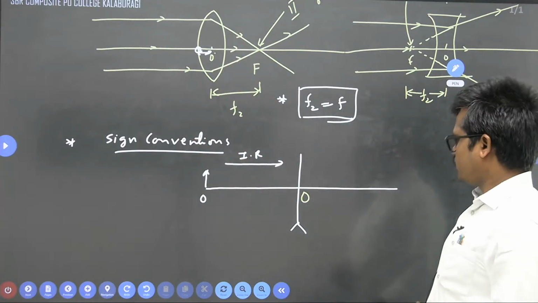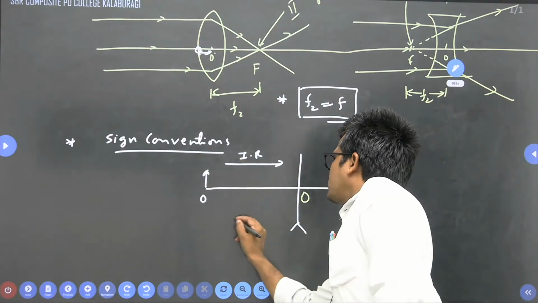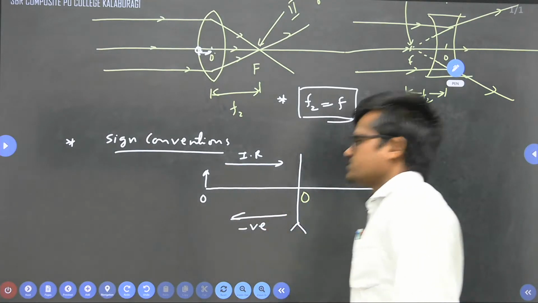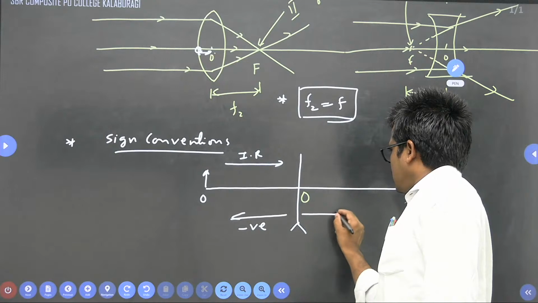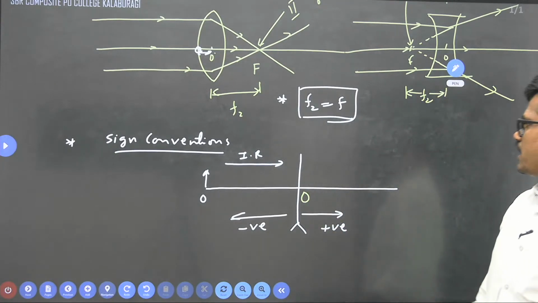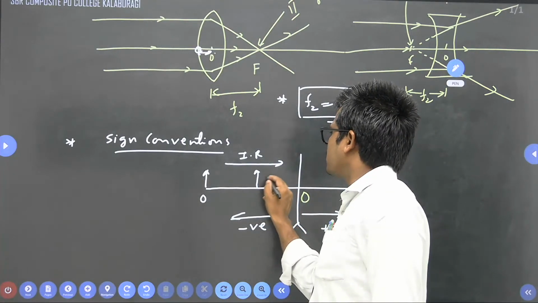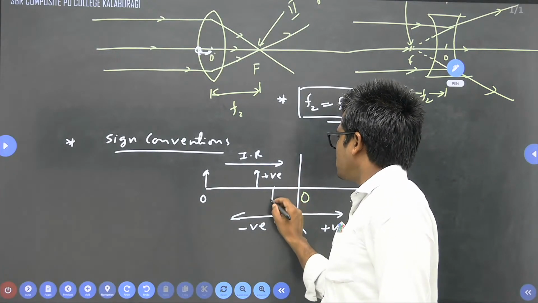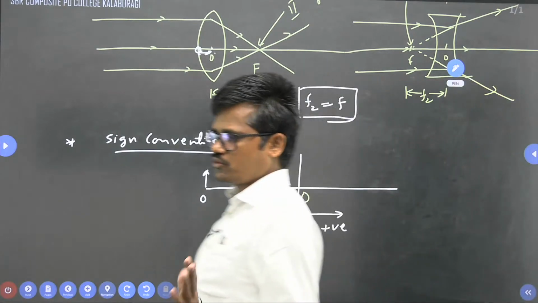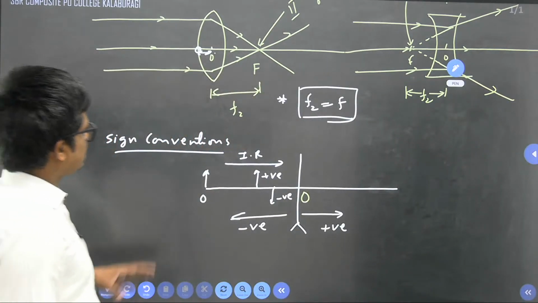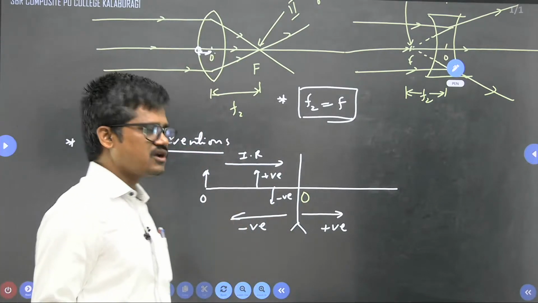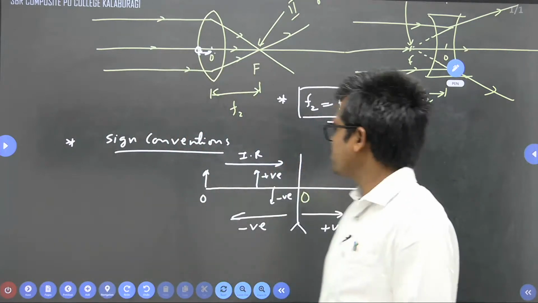Distances measured against the incident light, opposite to the incident light, are taken as negative distances. Distances measured in the direction of the incident light are taken as positive. Height measured above the principal axis is positive, and height measured below the principal axis is taken as negative. Simple. All are the same as what you learnt for concave mirrors, only instead of the pole we take the optic center from where we measure all the distances. Got my point?